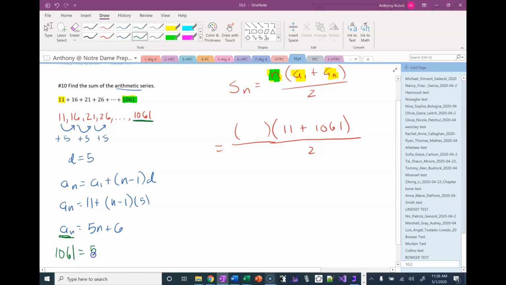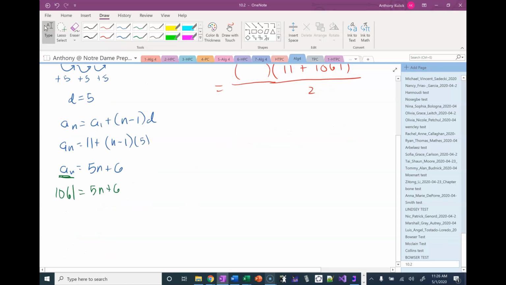What I can do with that is use the 1061 as my an, and use that now to solve for n. When I subtract 6 from both sides, I get that 5n is equal to 1055. When I divide both sides by 5, I get n is 211.